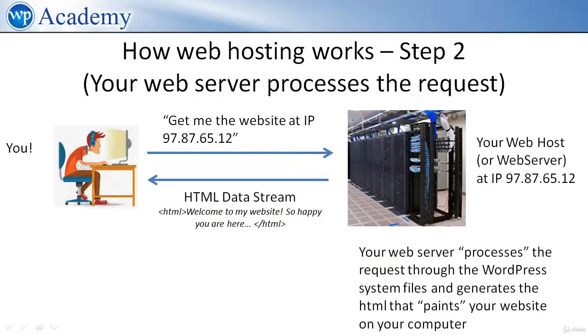And the next thing that happens is your computer goes out to the internet with a request, get me the website at IP blah blah. This connects to your server or your host at that IP address, who processes the request through the WordPress system files and database and generates the HTML that paints your website on your computer. It returns the HTML data stream to you, and voila, you have a website.